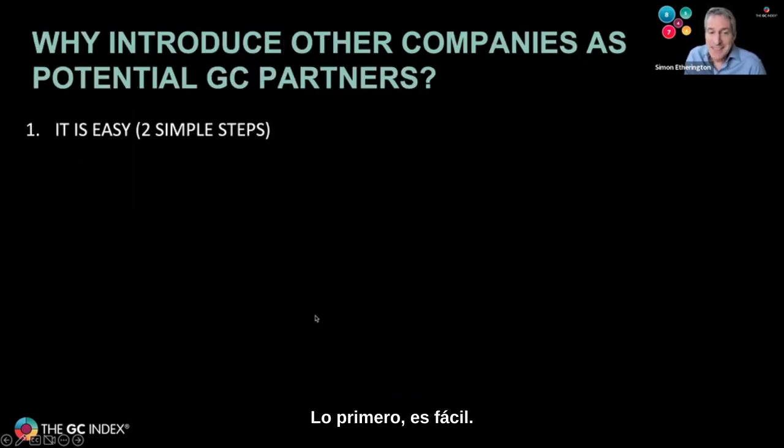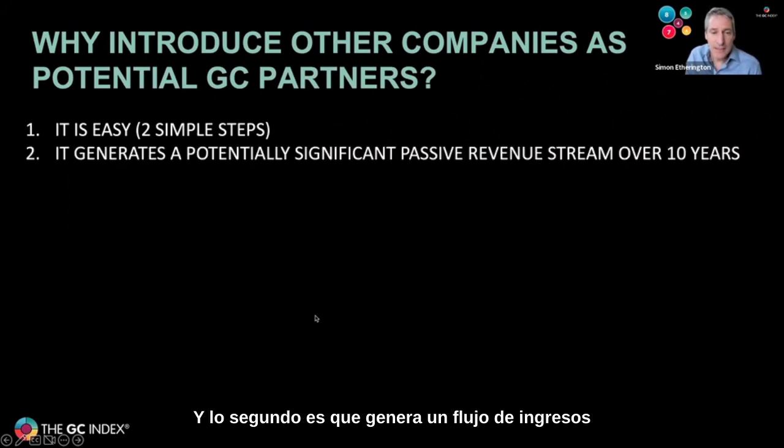The first thing, it's easy. It's 2 simple steps, and I'll go through it really well. And the whole point of this is it's not supposed to be difficult, because it's supposed to be very passive. It's not taking up much of your time at all, because ideally what we'd like you to be doing is talking to clients and winning business and so on. And the second thing is it generates potentially significant passive revenue stream for you over the 10-year period.